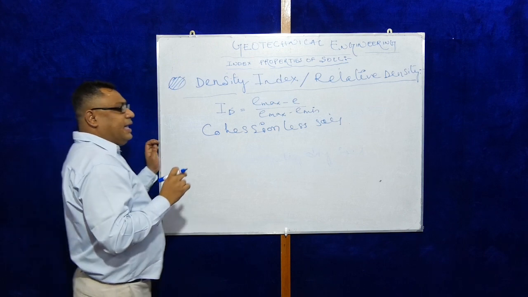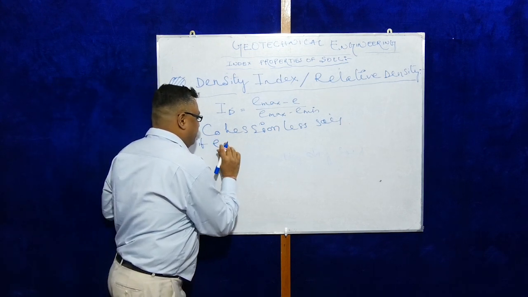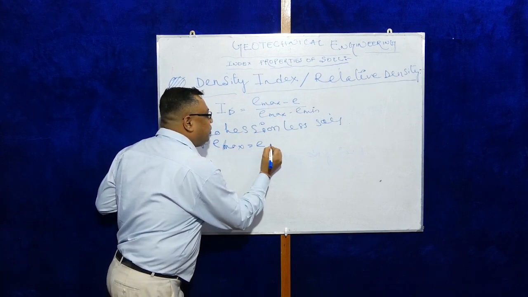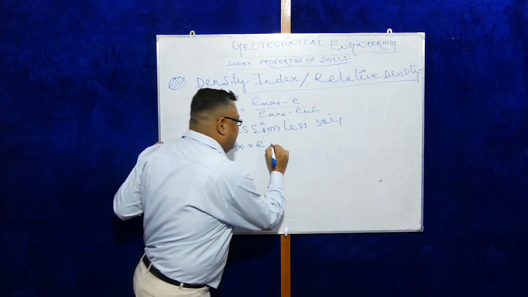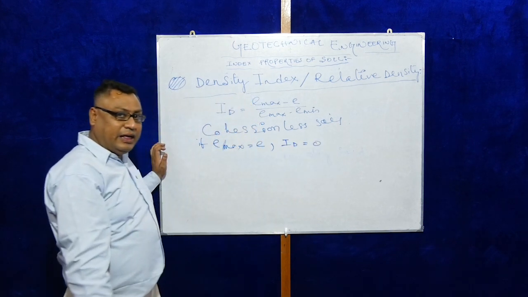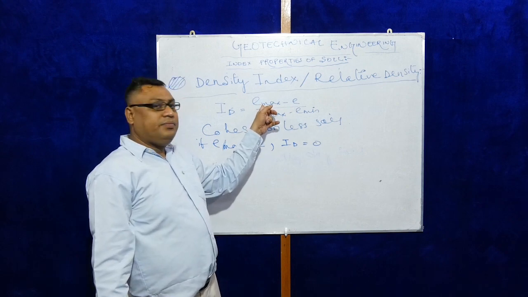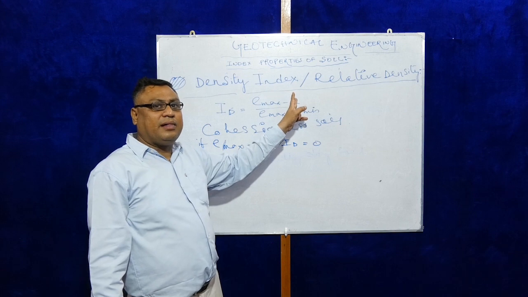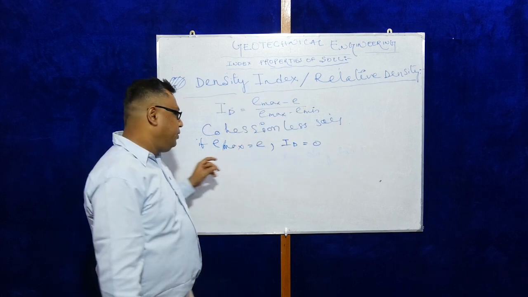Now, if Emax is equal to E, then density index is equal to 0. Put the value of Emax in E: Emax minus Emax is equal to 0. Therefore, ID is equal to 0.